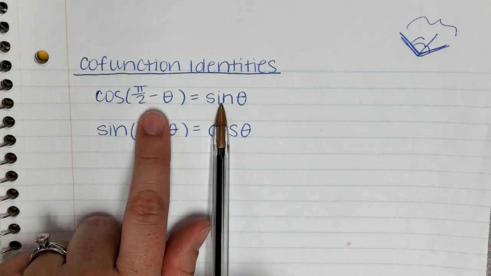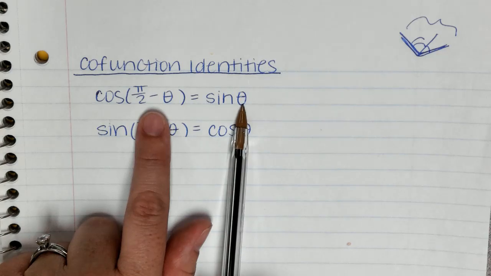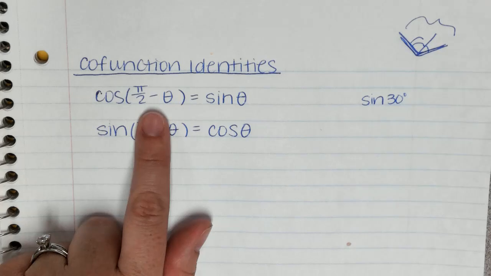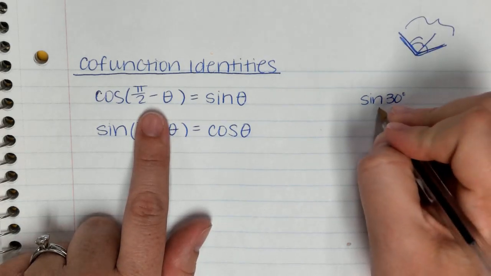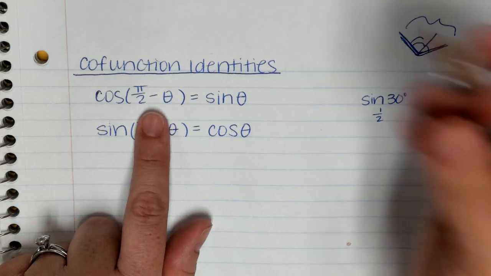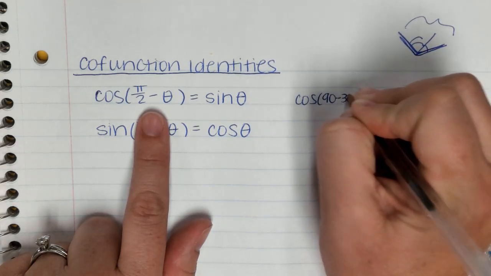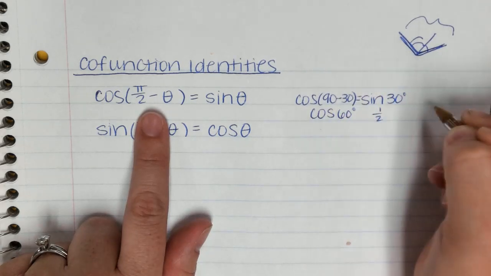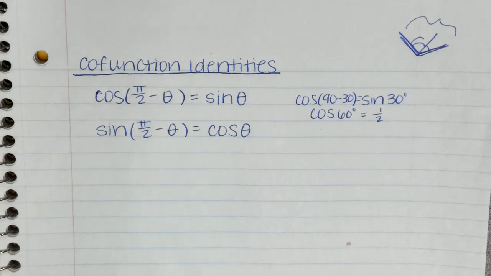What is the sine of 30 degrees? Pi over 6. Let's write it down. What's the sine of 30 degrees? It's 1/2. Okay, what is 90 minus 30? 60. What's the cosine of 60 degrees? Oh, it's 1/2.